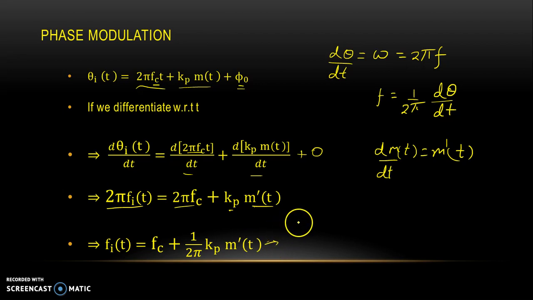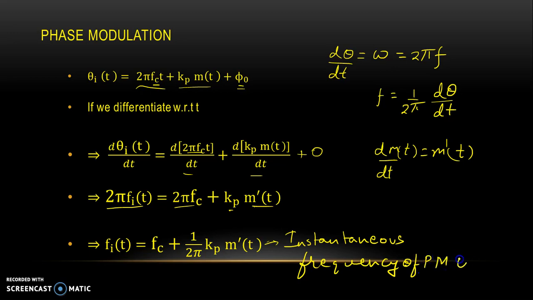Now this is known as the instantaneous frequency. This is basically known as the instantaneous frequency of the PM wave. That is, we are getting exactly what the frequency of this modulated wave is at any point of time.